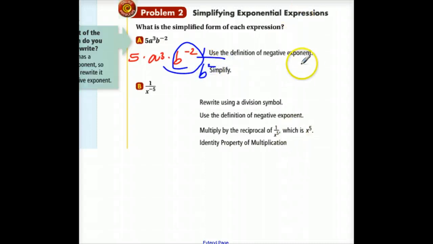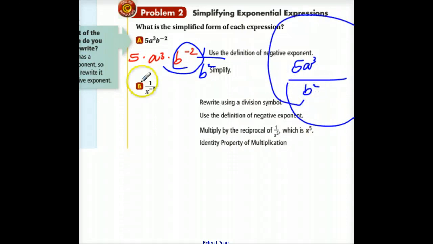So my final answer: the 5a to the third stays on top because it was positive, and my b to the second power is what's going to go on bottom. So that's my final answer for A.